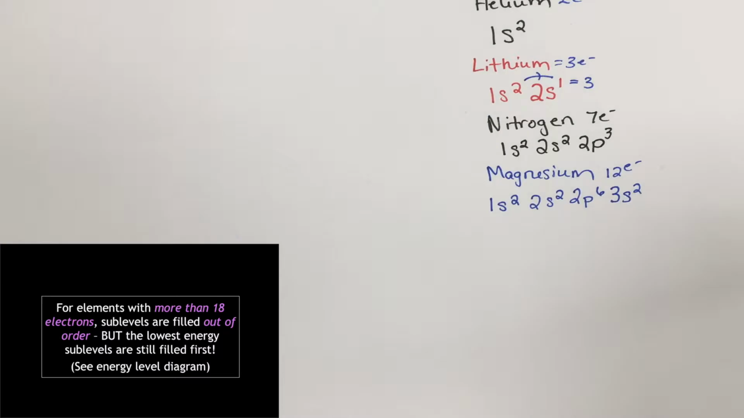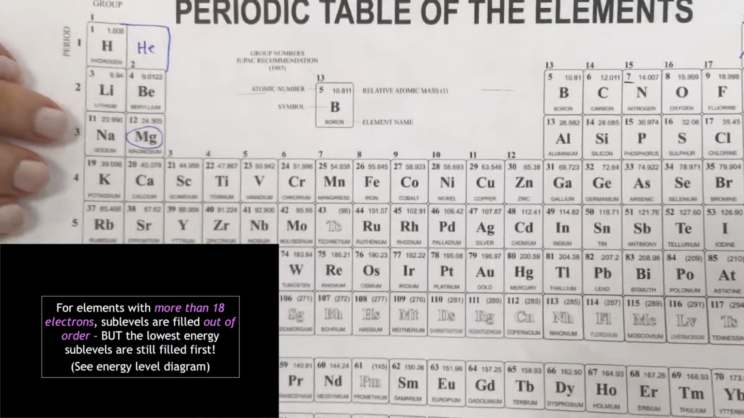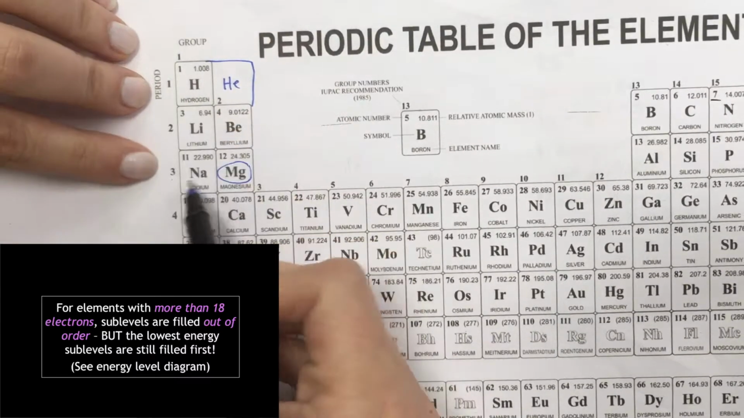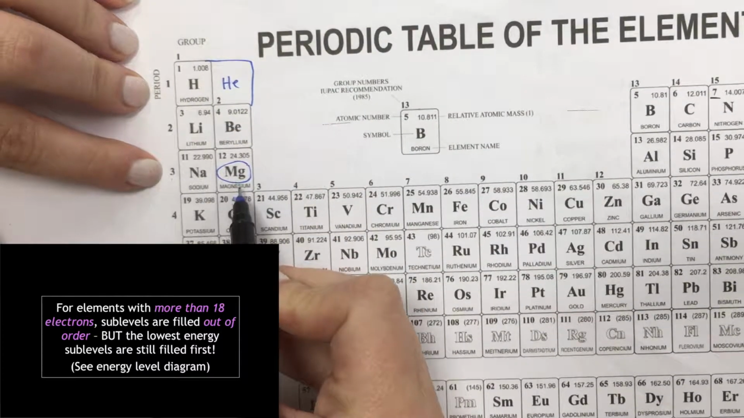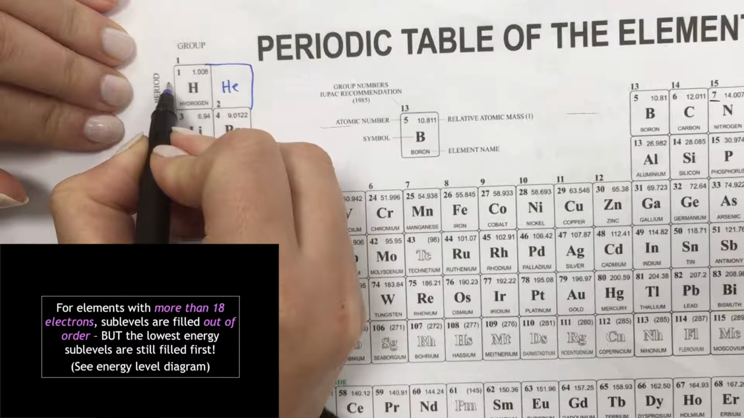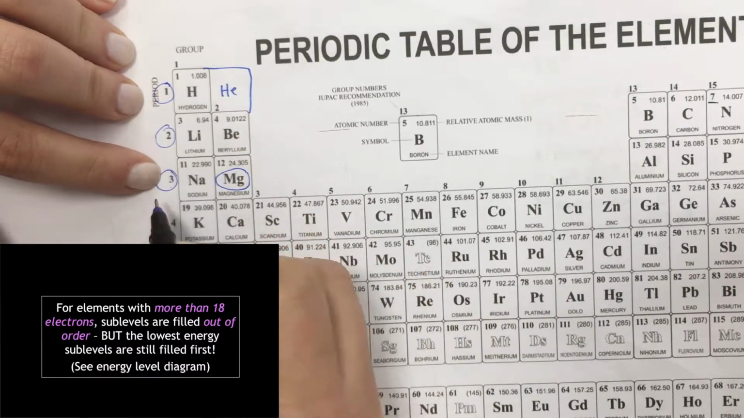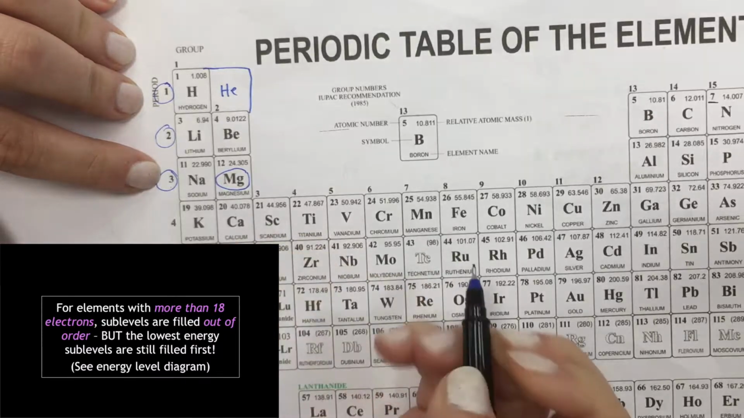All right. So for elements with more than 18 electrons, sublevels are filled out of order. So this is what I've been warning you about all year. If you'll notice, up until like 3s, we've been super happy. We've been like, oh, this is easy.